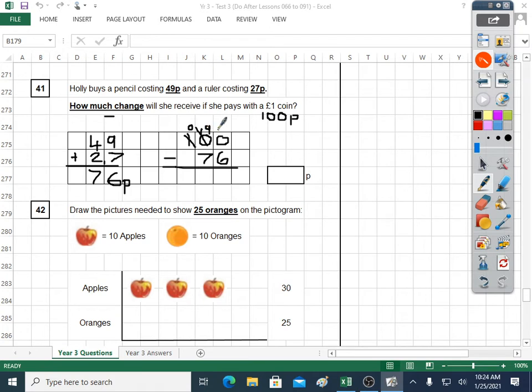Do the borrowing. And we get 24. They've written the p sign, so 24p is the answer.